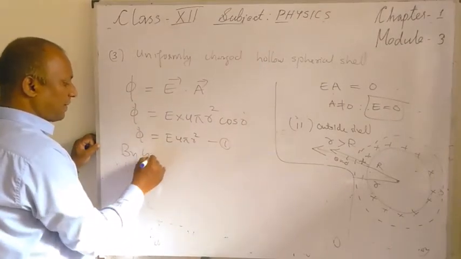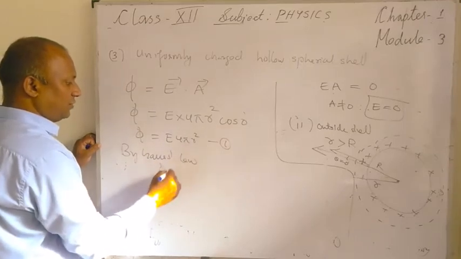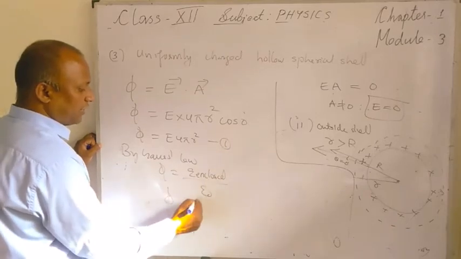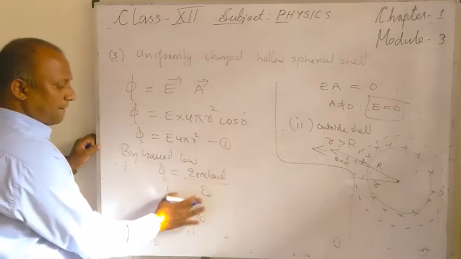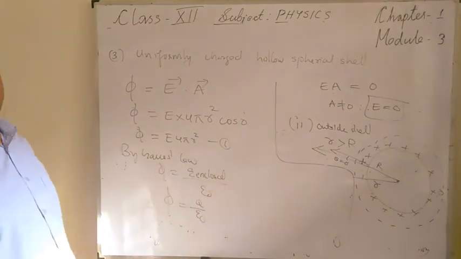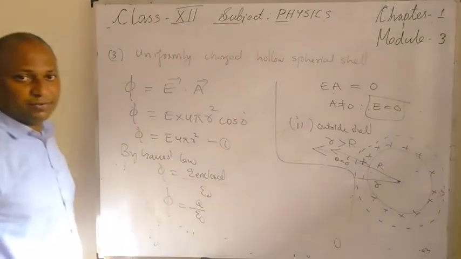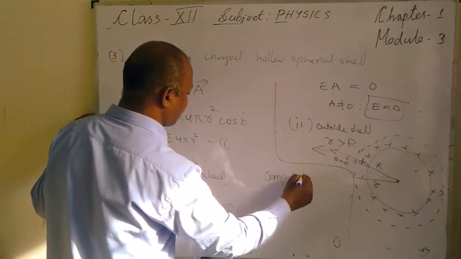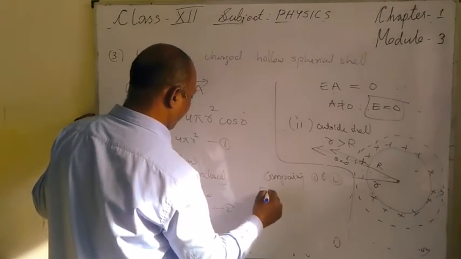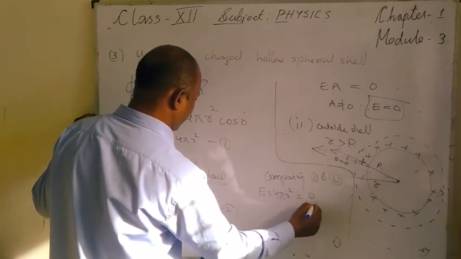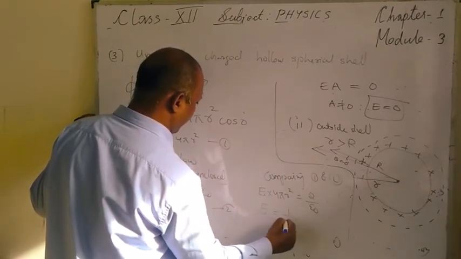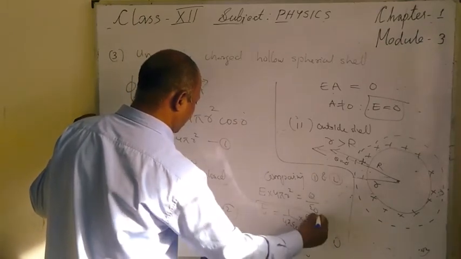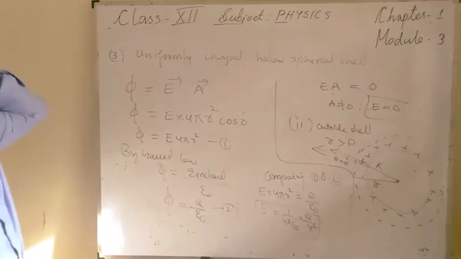By Gauss law, flux is equal to Q enclosed upon epsilon. And Q enclosed, you can even keep it like Q upon epsilon naught. The total charge is Q. And you can even go for Q is equal to sigma into A, because sigma is equal to Q upon A. So comparing equation 1 and 2, E into 4 pi R square is equal to Q upon epsilon naught, or E is equal to 1 upon 4 pi epsilon naught, Q upon R square. That's the proper way to write: Q upon 4 pi R square epsilon naught.